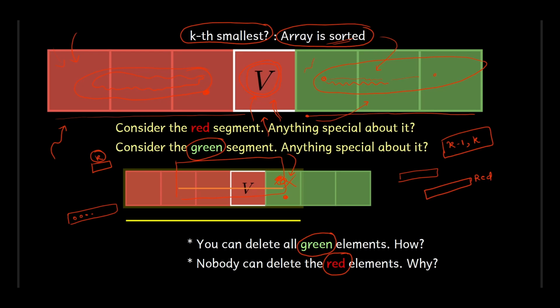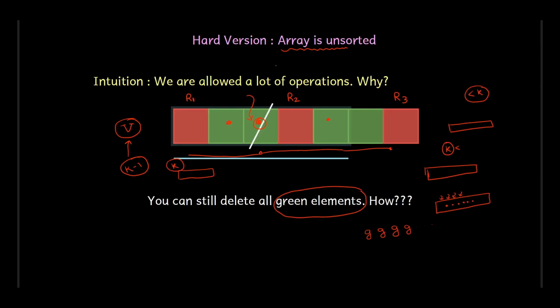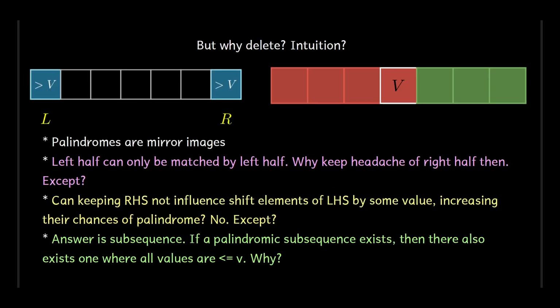because in the sorted array case, it was very easy to see that you can delete the right half if you want to, but then we followed the chain of reasoning from there, and we concluded that even in the unsorted array case, you can delete everything on the right hand side if you really wanted to. But now the question is, why would we want to delete all the green elements? Like, what's the benefit of that, right?